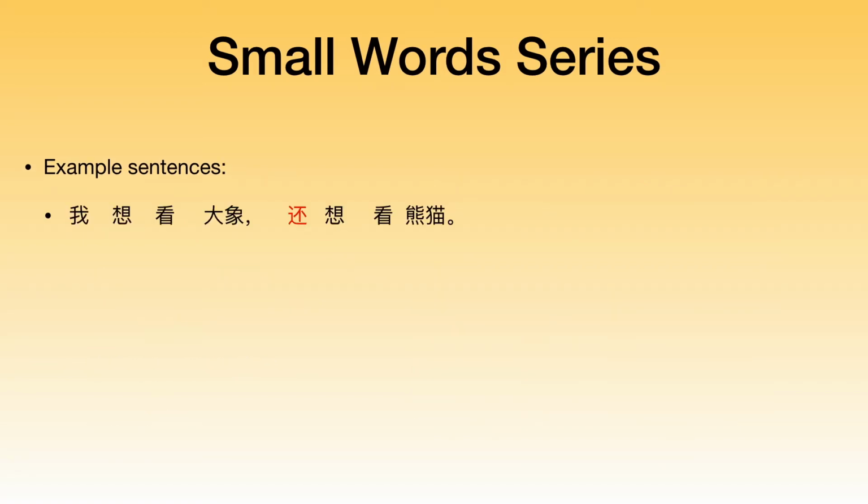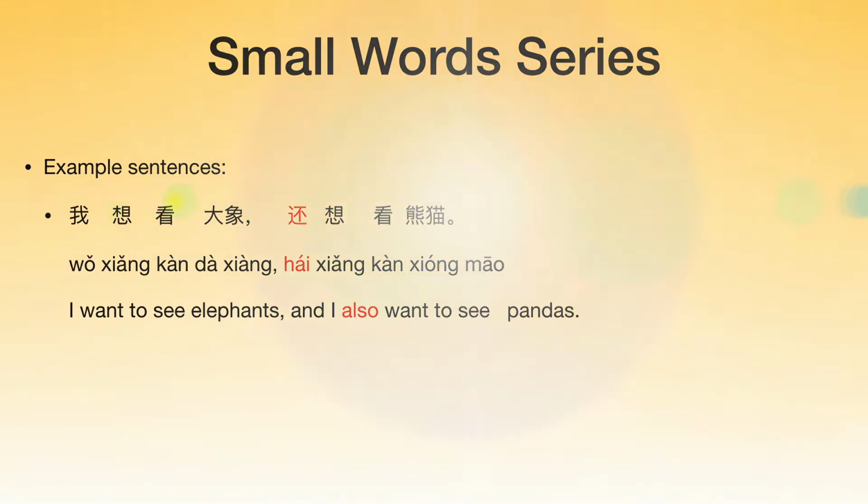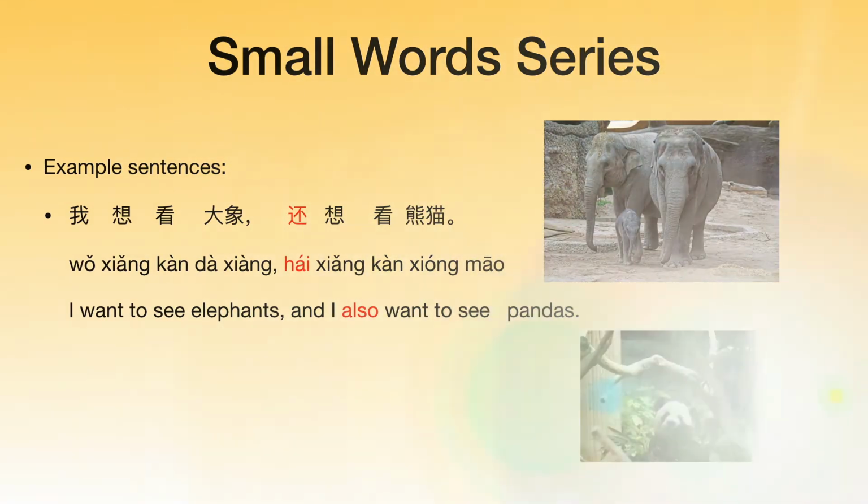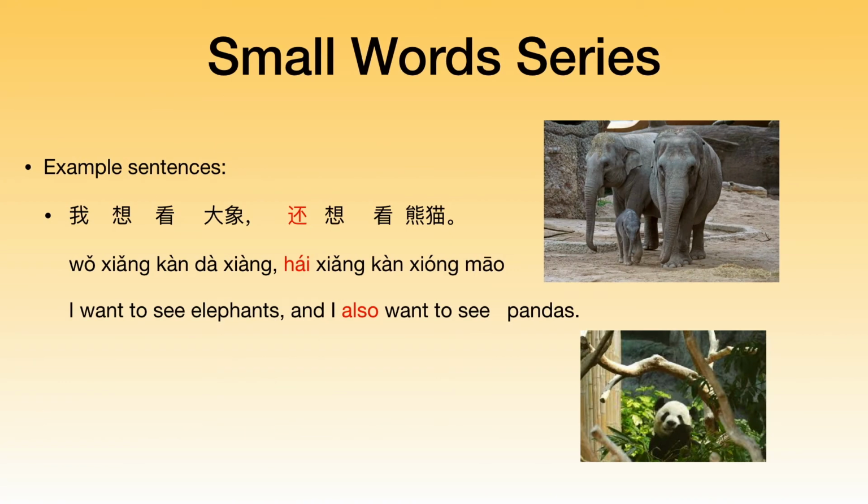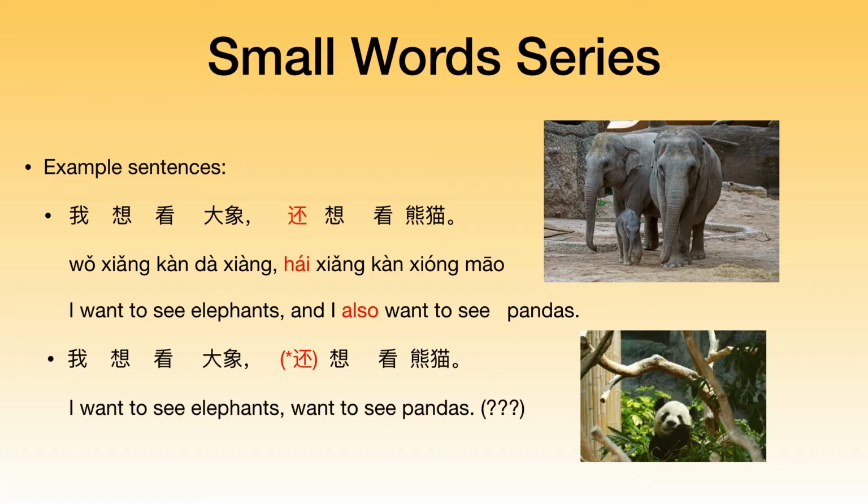So another example. 我想看大象, 还想看熊猫. So this means I want to see elephants, and I also want to see pandas. Come on, you see that coming. I have to use panda somewhere in my episode. So here we use the word 还 to mean also, like you did something and you also want to do something else on top of that. So if you don't use it, 我想看大象, 想看熊猫, it sounds quite weird.